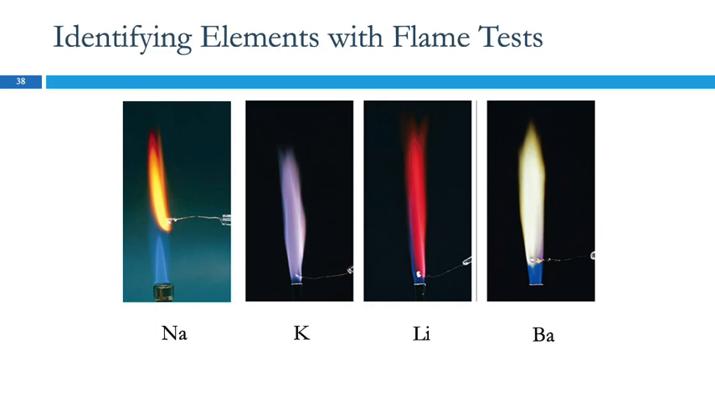We can identify some elements by the color of their flame tests. And again, this is related to the color of light that they emit. So sodium gives this bright orange-yellow flame. And that's a common color that you see in fire, right? Because there's sodium everywhere, so you'll see this color in a wood-burning flame. Potassium is this pretty green color. Lithium is red. Barium has this kind of greenish color.